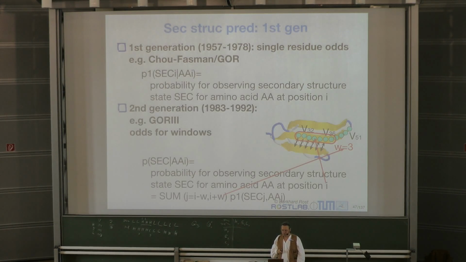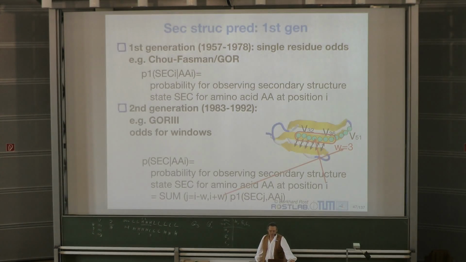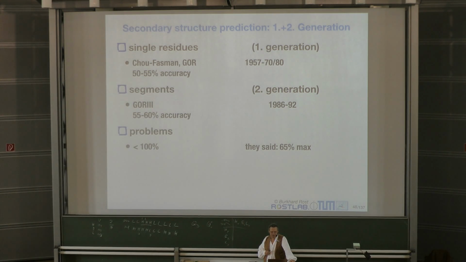And the methods from this second generation, GOR3, and I had it on the slide before. So here are a couple of the major methods that sort of push this field in the beginning. It gets to levels of accuracy 55 to 60%. Now, the problems with these first generation methods is, well, one problem is that they are not 100%. Many methods were developed, and none of them ever claimed anything more than 65% Q3. So people argued that this is the theoretical maximum.